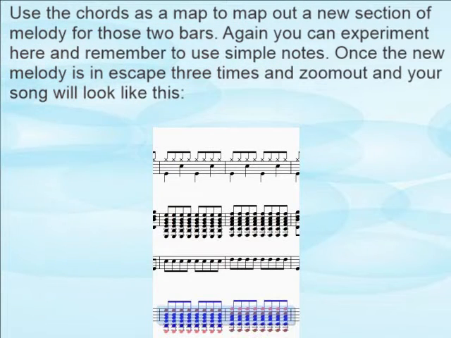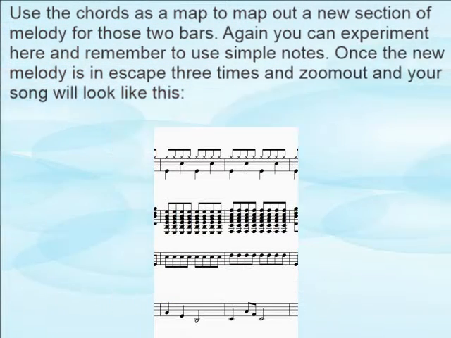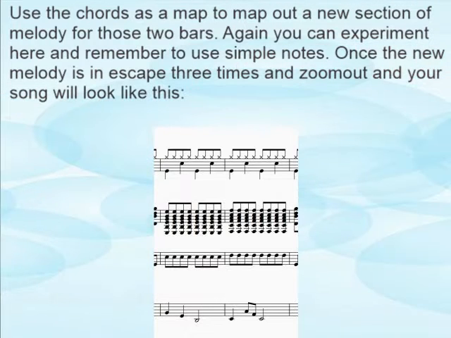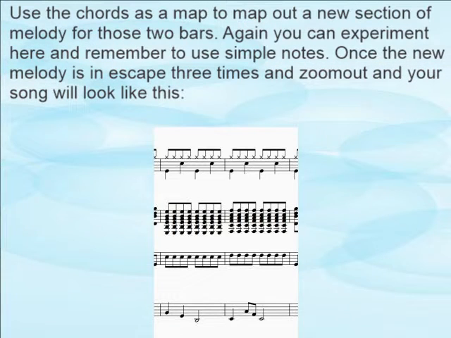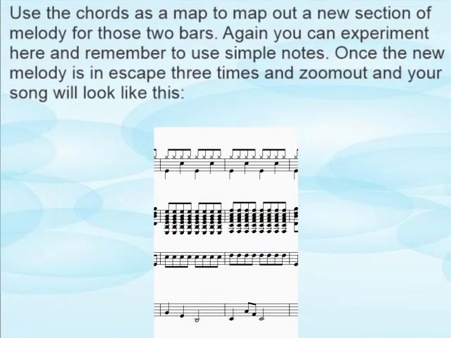Use the chords as a map to map out a new section of melody for those 2 bars. Again, you can experiment here and remember to use simple notes. Once the new melody is in, escape 3 times and zoom out, and your song will look like this.